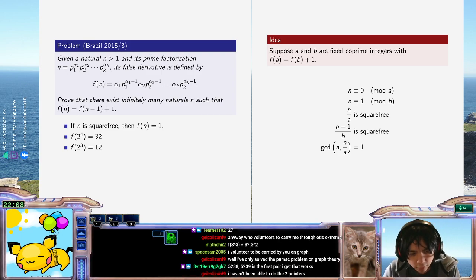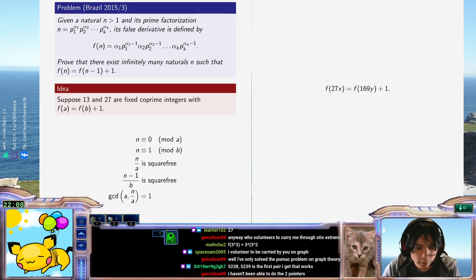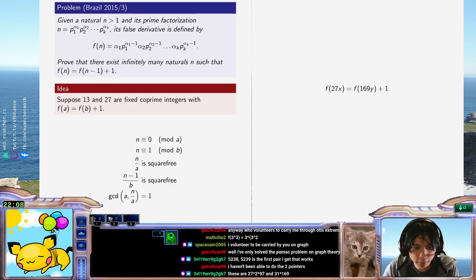Alright, let's see. Okay, so the claim is that, what conditions do I want? I want 3 to not divide x. I need 13 to not divide y. I need x square free.